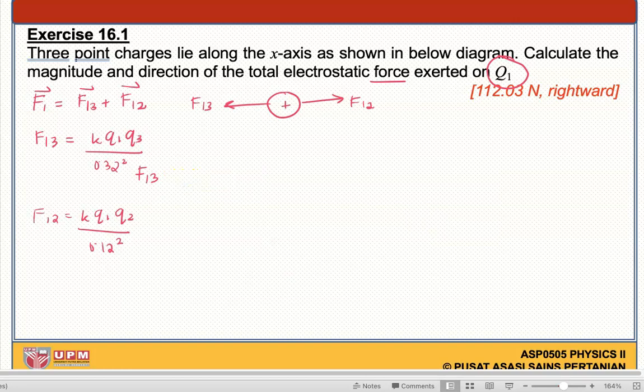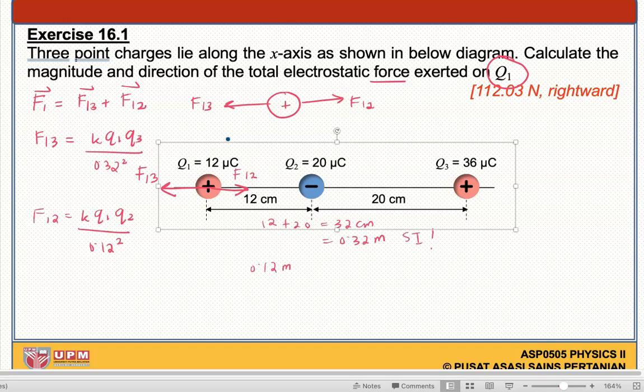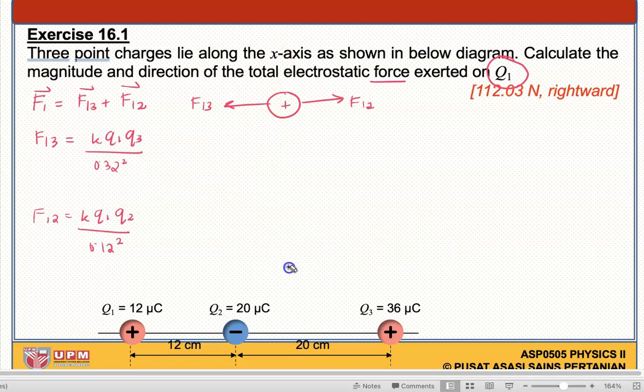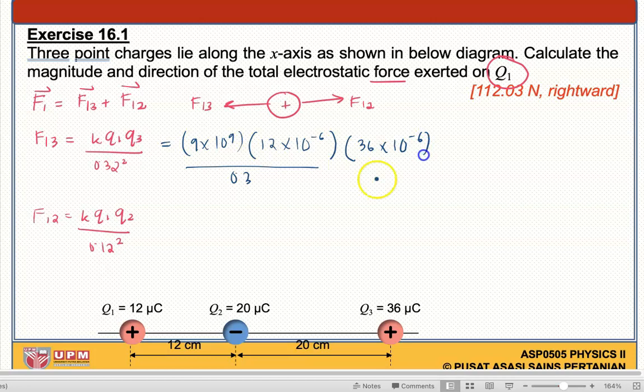Okay, now I want to put in my equation. So this is, oh, I forgot what the charges are. Come back. Okay, let me put it somewhere else. Okay, just put it there. So k is 9 times 10 to the 9. Q1 is 12 micro. Micro is 10 to the minus 6. What is the charge Q3? Q3 is 36 times 10 to the minus 6. The distance is 0.32. We already decided that.